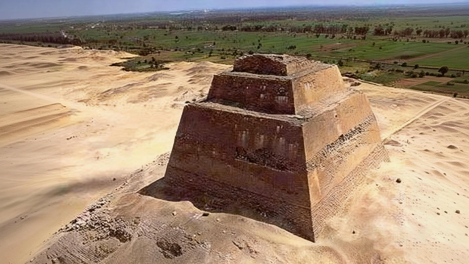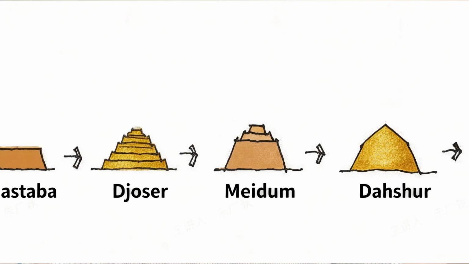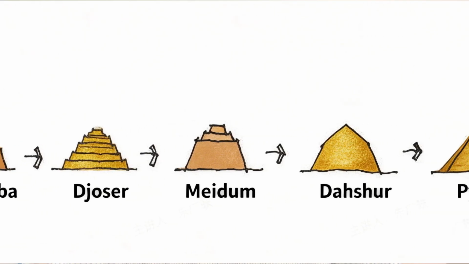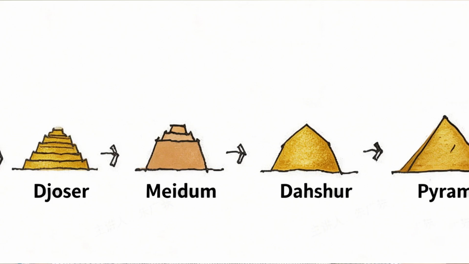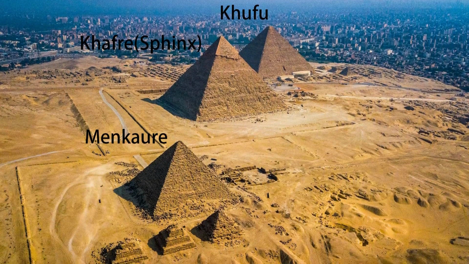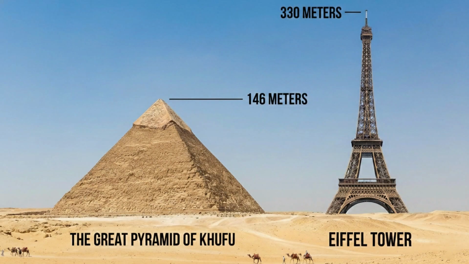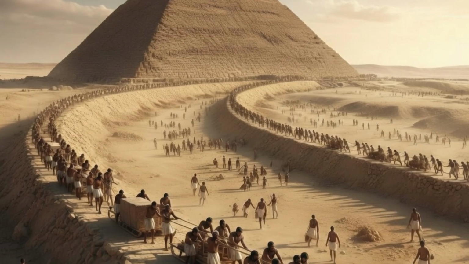Later, pharaohs kept experimenting. Some pyramids collapsed because the angle was too steep. Others had to change their shape halfway through construction. Finally, in the 4th dynasty of the Old Kingdom, the pyramids of Khufu, Khafre, and Menkaure appeared. The Great Pyramid of Khufu was 146 meters tall. Before the Eiffel Tower, it was the tallest building on Earth for 4,500 years. There is a famous mystery.